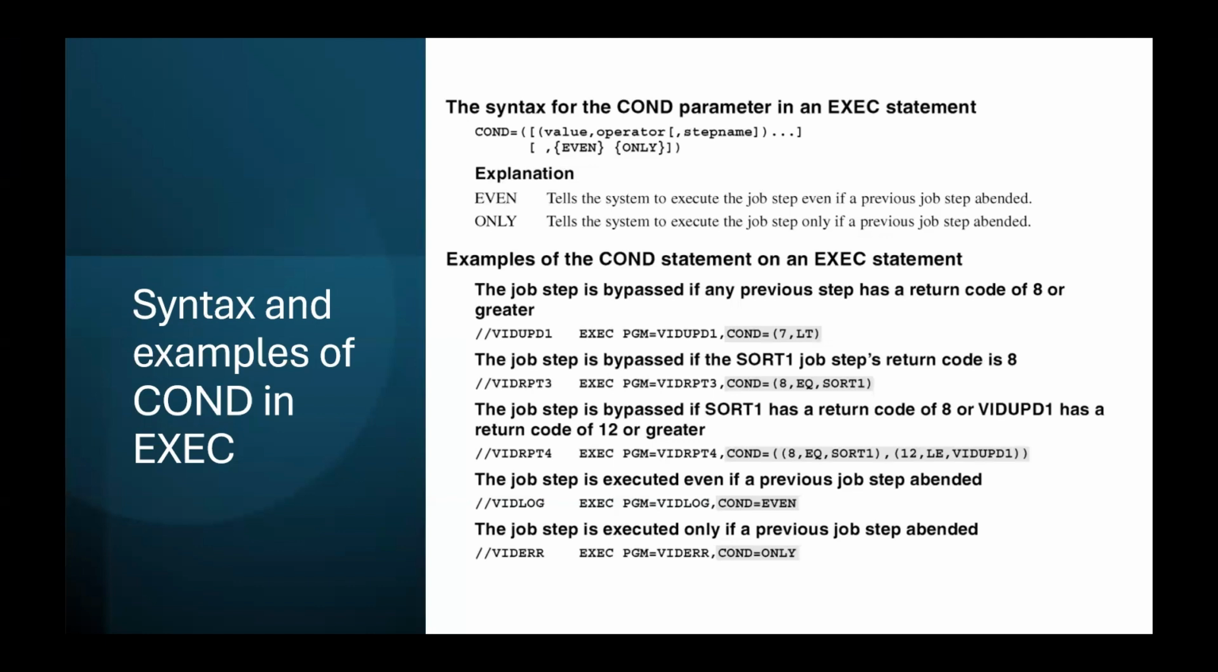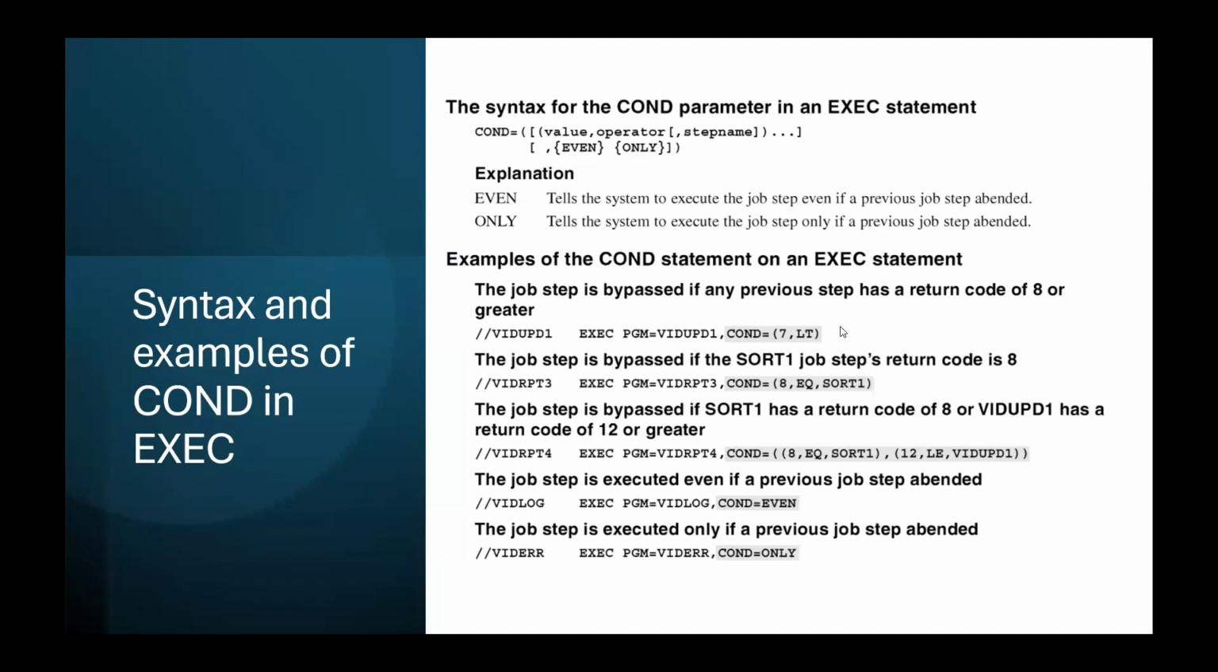Okay, so there are some examples here regarding the condition statement on the EXEC statement. The first example tells the job step is bypassed if any previous step has a return code of 8 or greater. So how is it checking? We have one step executing some program, and we have some condition statement. Here it is checking 7 less than whatever return code you get. So if you get 7 less than 0, then that condition is not true.